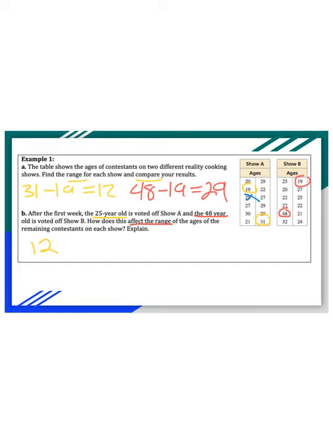However, if we go ahead and take out the 48, that was our oldest age in show B. The next oldest age is going to end up being 32. So when I go to calculate my new range, I have 32 minus 19, which is equal to 13. So the range for show B has decreased dramatically from 29 to now 13, and your ranges are much, much closer.